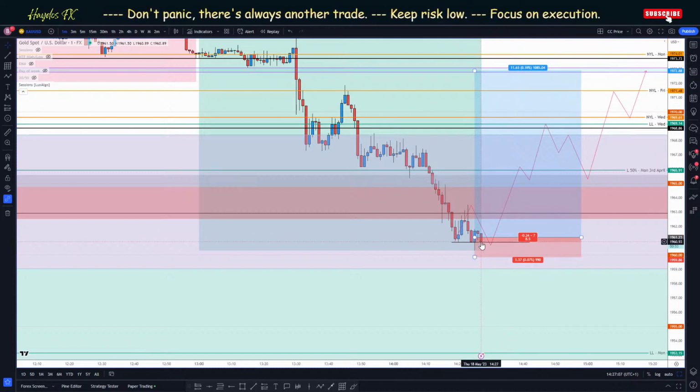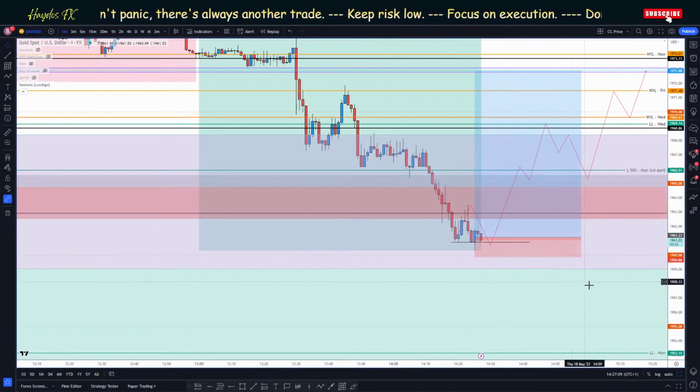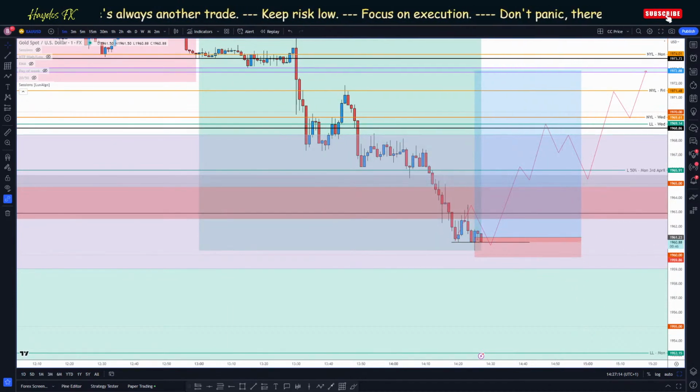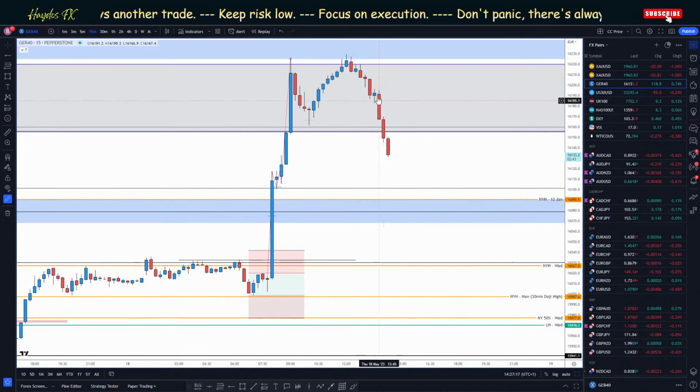It might be better to wait for this candle, see if this candle closes bullish. Germany really starting to drop more. Very good.